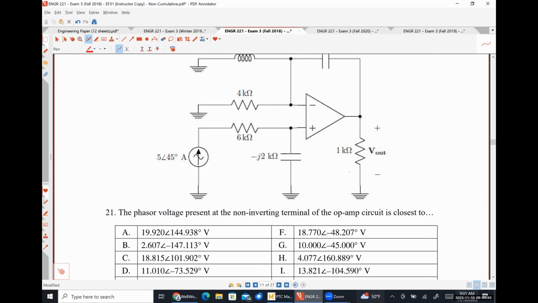All right. So let's see. My voltage here at the non-inverting input terminal is going to be, let's see, 5. This should be milliamps, or all of these voltages should be kilovolts because I wasn't paying enough attention to the units. Let's see, 5 times 2 is 10 angle 45 minus 90 is negative 45 degrees volts. So I just took this current, multiplied it by this impedance, got the answer.